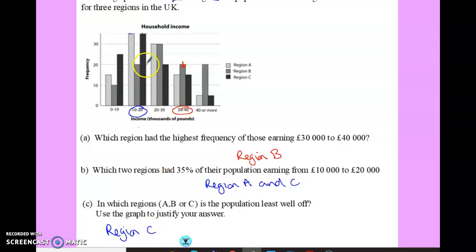And if we start looking at it in more detail, if we look at this one, we've got 25% earn less than 10,000, another 35 earn just between 20 and 30,000. So we've got 60% of the population earn less than 20,000.